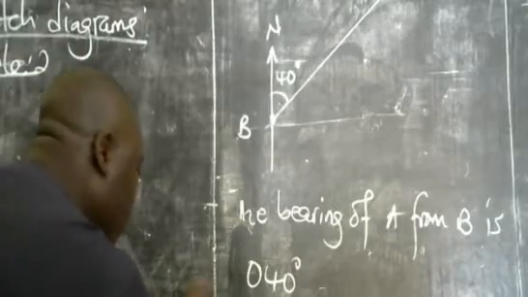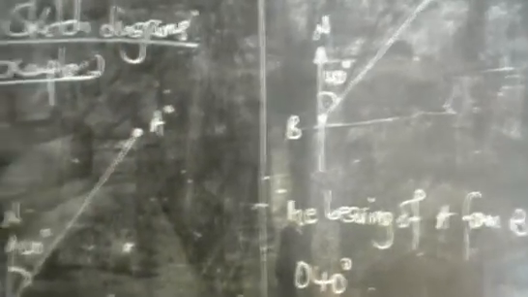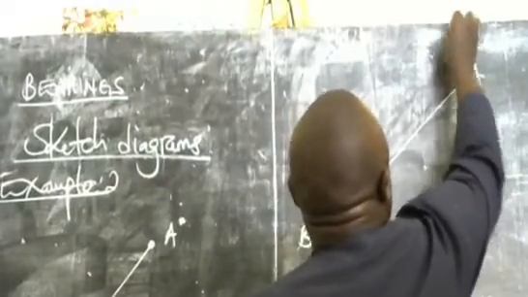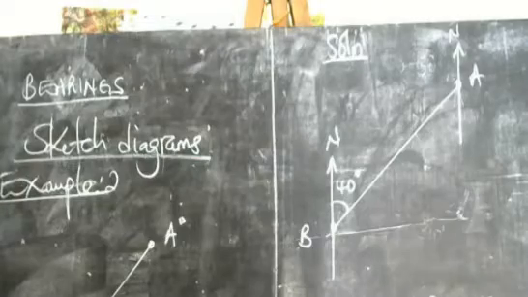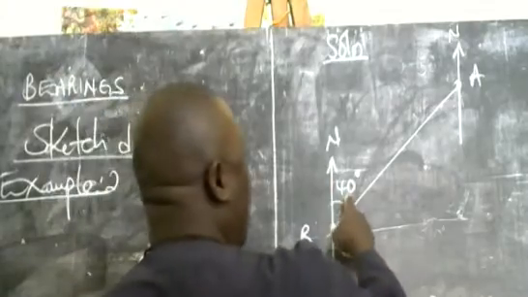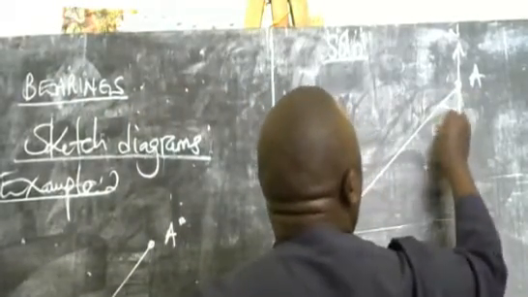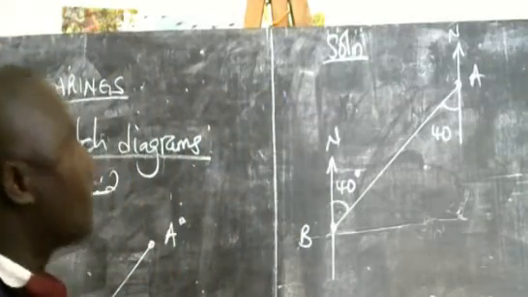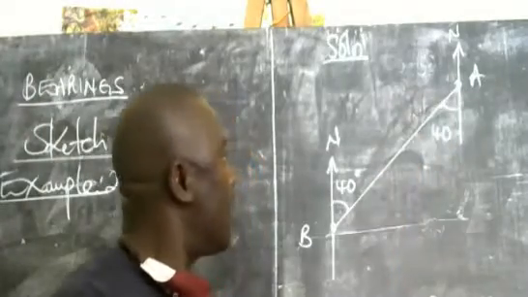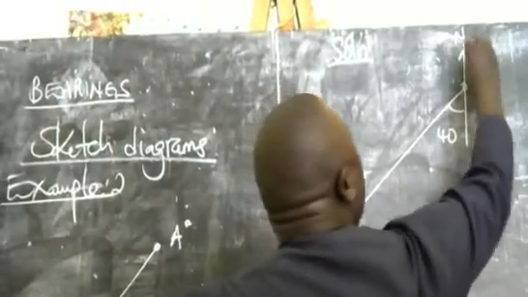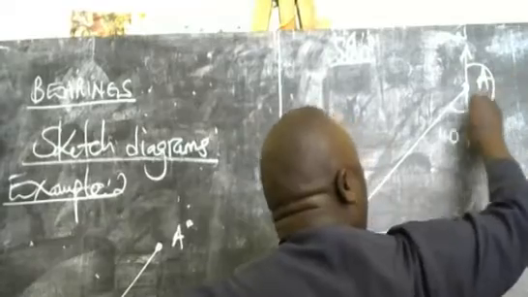But in Roman 2, where they say bearing of B from A, if they say from A, we now draw the compass direction at point A. If you draw the compass direction at point A to get the bearing of B from A, we make use of alternating angles. If this is 40, definitely this is also 40 degrees. And the bearing is given as the amount of turn clockwise from facing north. So if you want to get the bearing of B from A at point A, face north and turn in a clockwise direction.